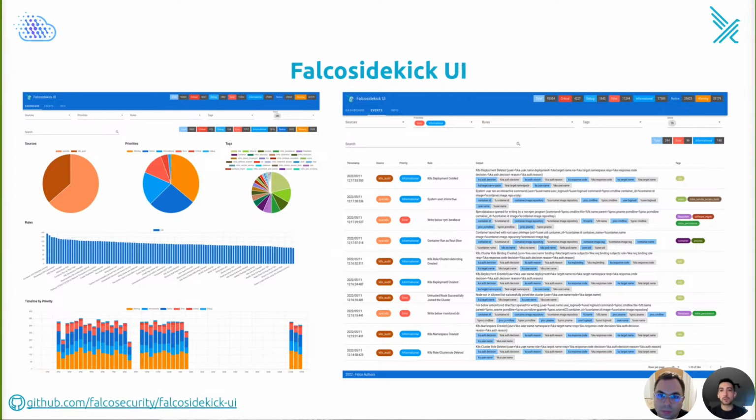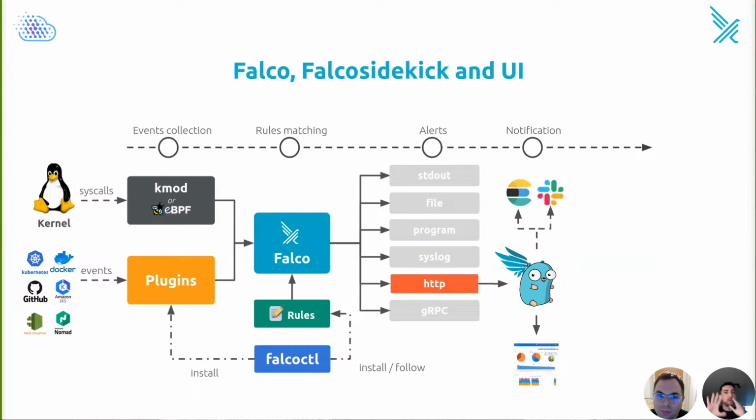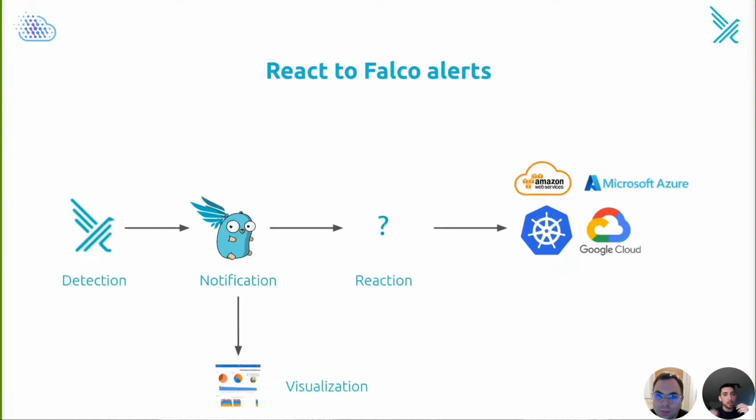So I will try to show you the UI anyway. Another overview, we have this architecture for Falco Cyclic, the plugins, Falcoctl, and Falco Cyclic UI. The last step, which is the most logical one, is: okay, we have the detection, we have the notification, we are also able to visualize. The next step is to react.